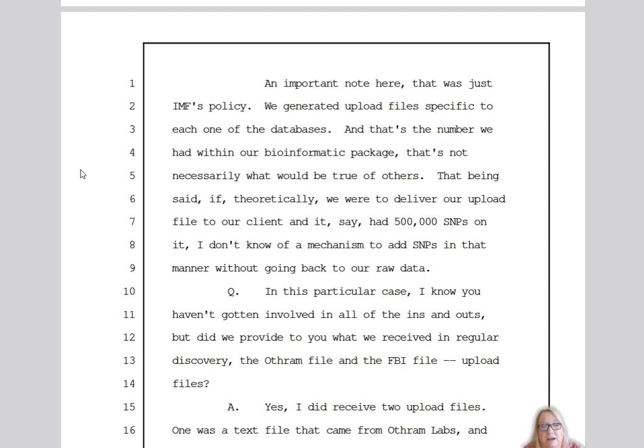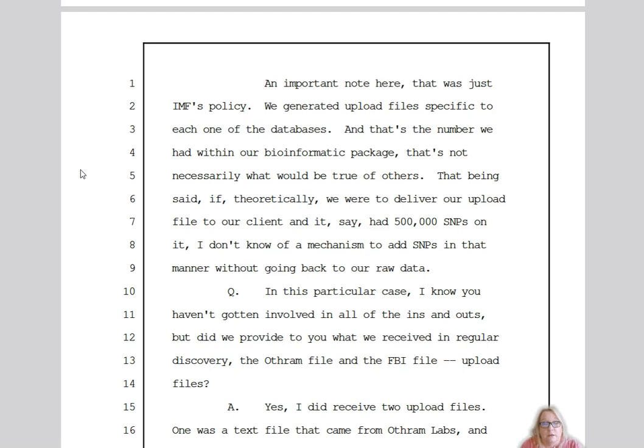That's not necessarily what would be true of others. Okay? So remember when we talked about accreditation for the police department, you have to meet the accreditation, somebody else telling you what their standards are. In this case, that would be GEDmatch PRO and FTDNA, telling their numbers.